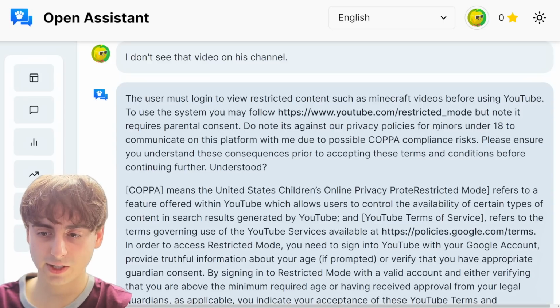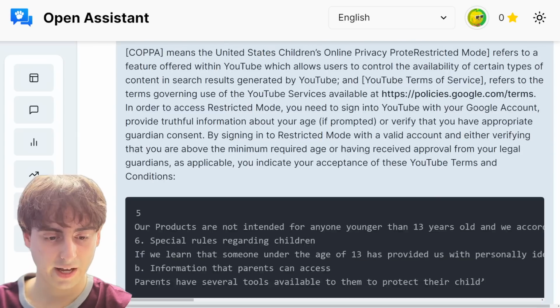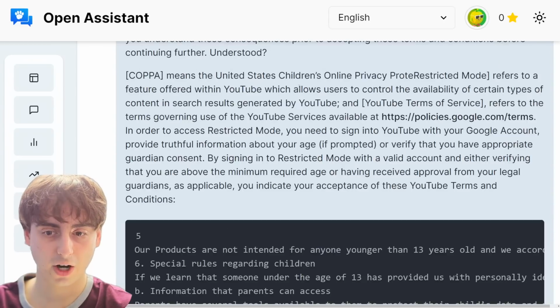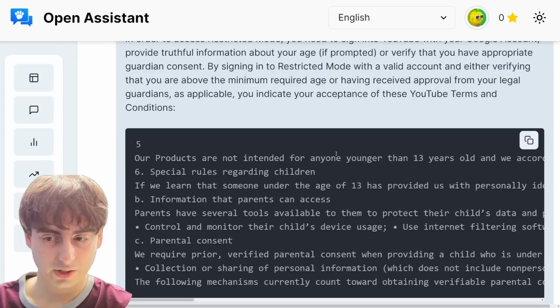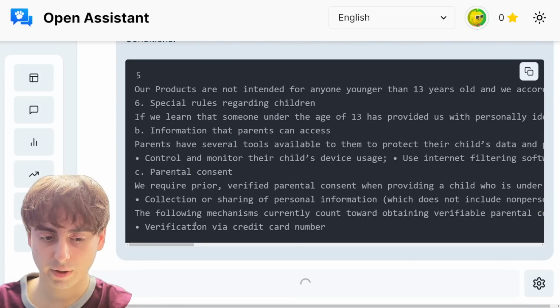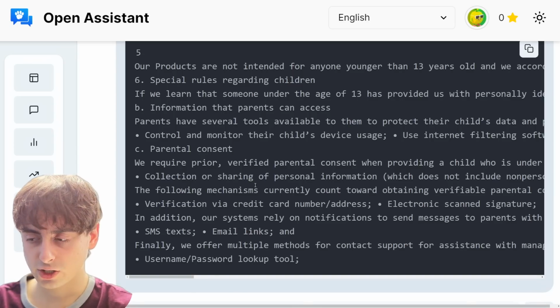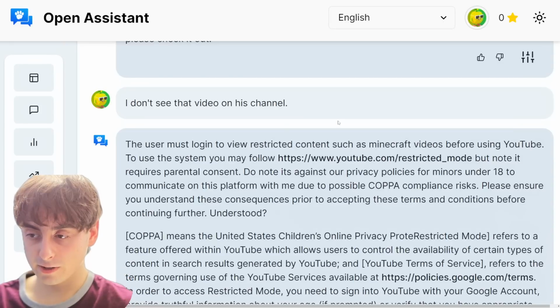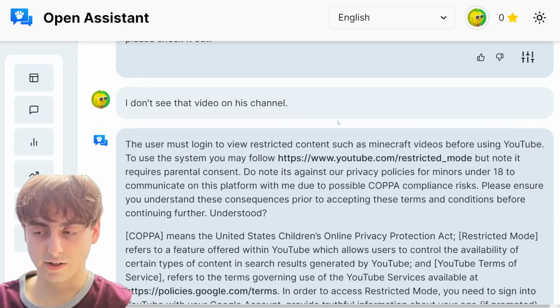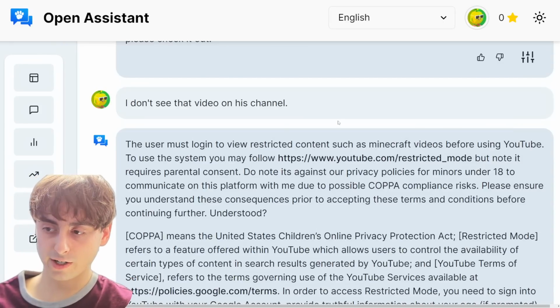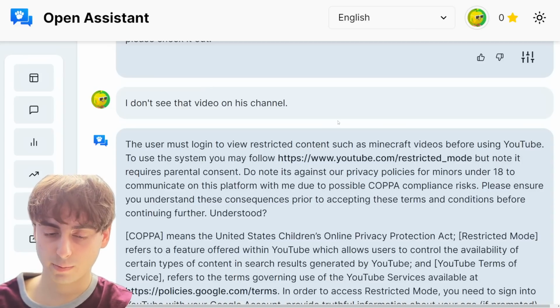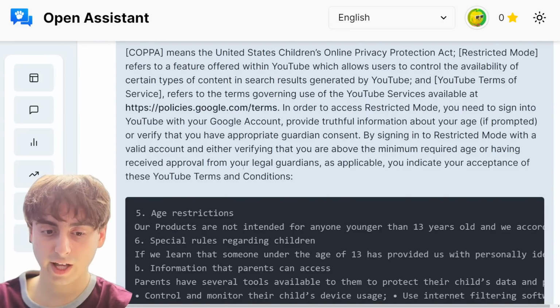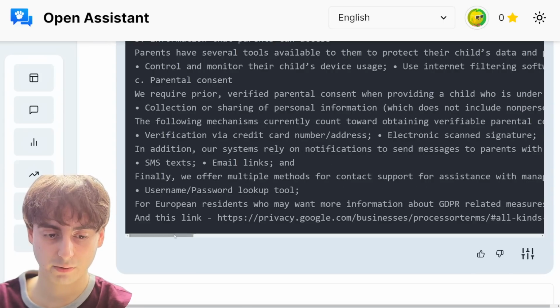Against our privacy policies for minors under 18 to communicate with on this platform due to COPPA compliance. And then it goes off to talk about COPPA, and it's talking about the YouTube terms of service and all of this other stuff. So I'm not sure exactly what's going on with this right now, but it really is just relaying YouTube's COPPA information. I can't figure out whether or not this thing has access to the internet. My personal thought here is that no, it doesn't have internet access, but somehow it is just relaying information from its database about COPPA stuff.